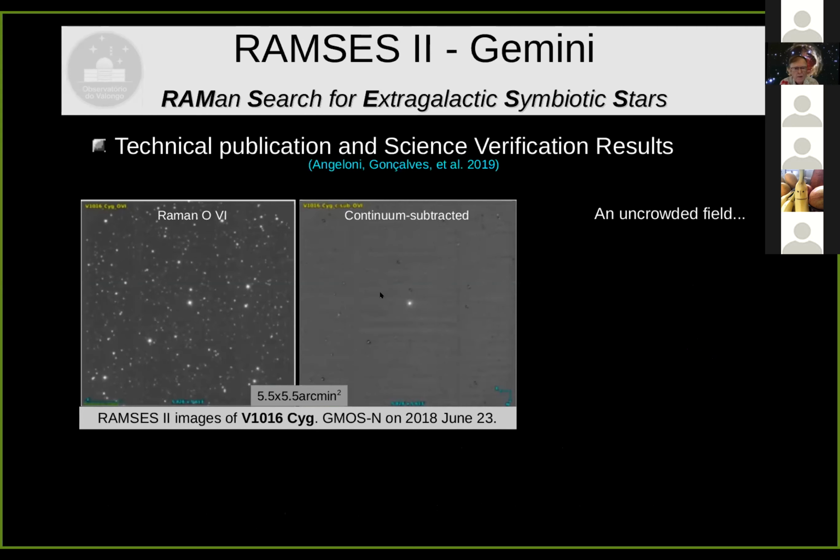So what we did is that we chose some systems that we knew in advance had the O6 emission. This is one of the cases. Here we have the field of view of Gemini, and this is the Raman O6 on-band emission, and then the continuum-subtracted one. So we see very clearly that you have the emission in O6.